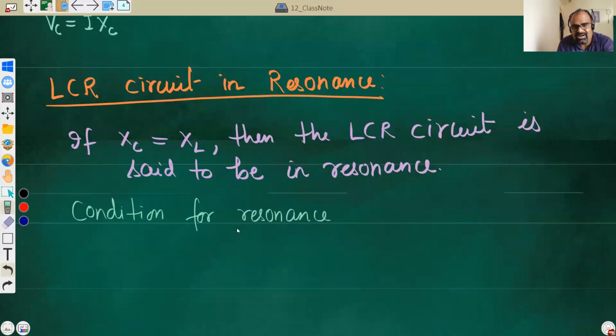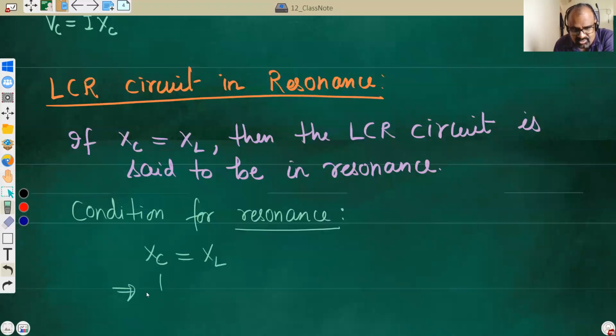Now, actually, this word resonance sometimes confuses students a lot. Because this word resonance is used in many different cases. In chemistry, sometimes resonance word is used. In wave chapter, resonance word is used. Here in LCR circuit, resonance word is used, and they all mean differently. The resonance that we are studying here is a different type of resonance. So condition for resonance is XC equal to XL.